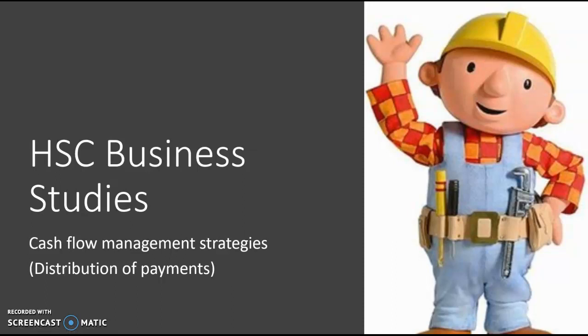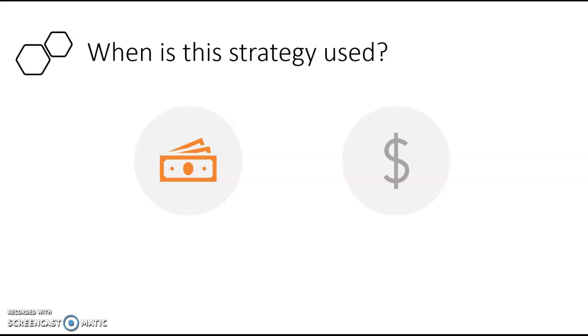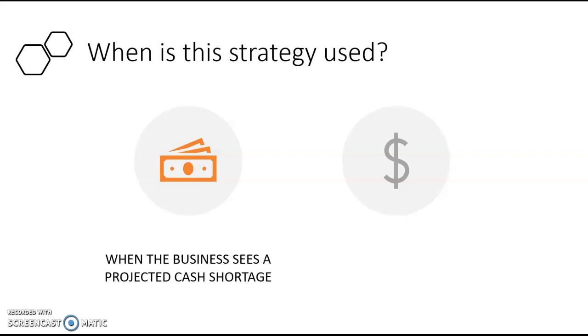Let's have a look at the cash flow management strategy of distribution of payments. So when should this strategy be used? The business may have analysed its cash flow statement and seen a projected cash shortage in a particular month. What this strategy aims to do is to change the timing of cash outflows to prevent this shortage from occurring.